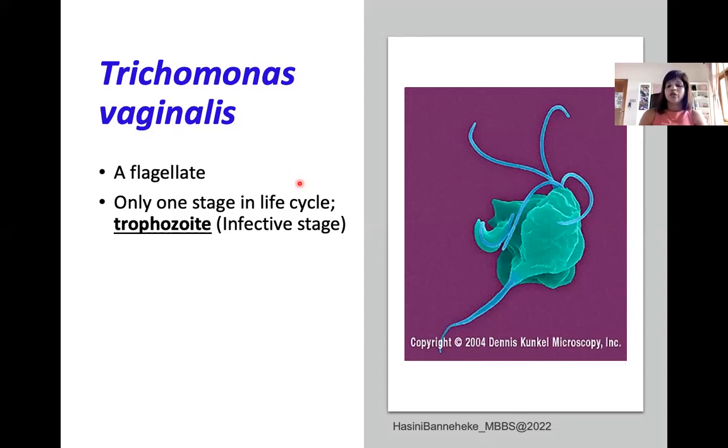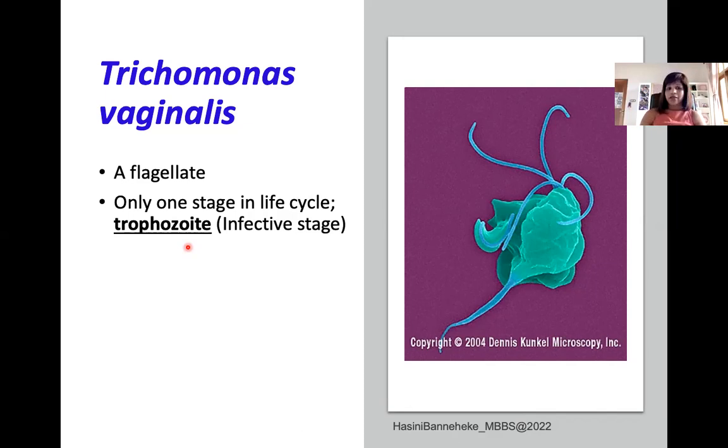Okay, so lucky for you, this has only one stage, that's trophozoite. So the life cycle is quite simple and it's not complicated. I am not even going to show you the life cycle because the life cycle stage is important for us to know what the infective stage is, when the mode of transmission happens. So that is trophozoite. And then we need to know which stage of the life cycle causes pathogenicity.